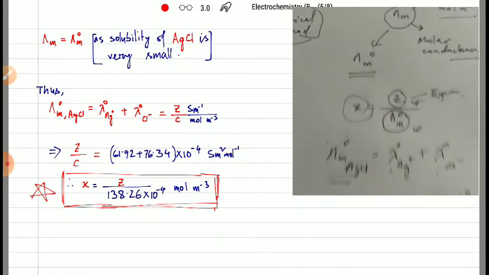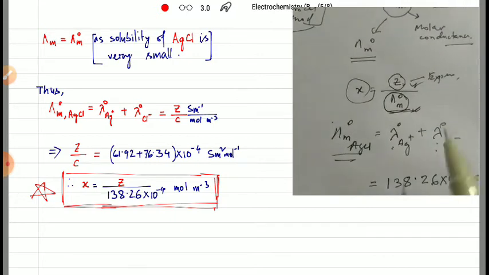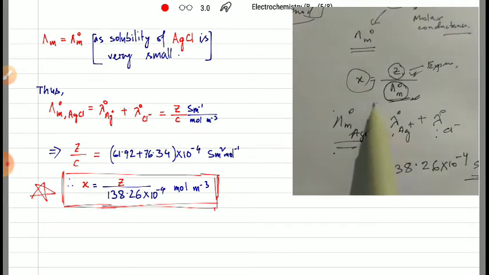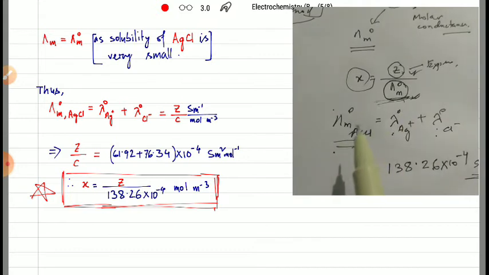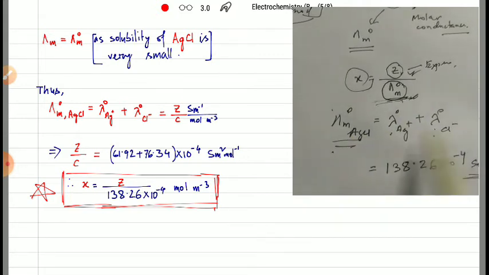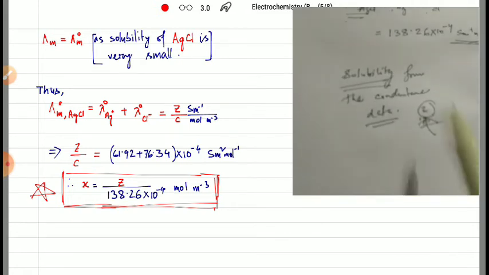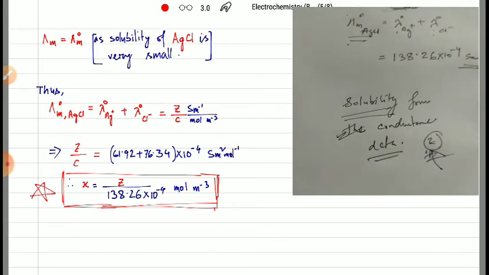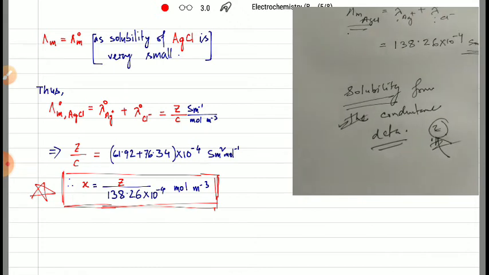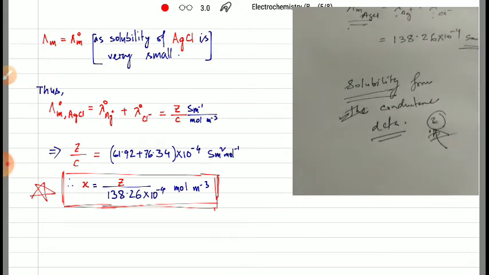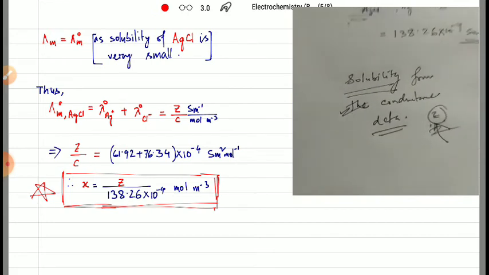Okay, because the molar conductance can be calculated by using Kohlrausch's law, because this molar conductance will act as a molar conductance at infinite dilution, because the solution is very dilute. Okay, I think you understand this. This is the third application of conductance measurements. So now we're going to discuss the fourth one.